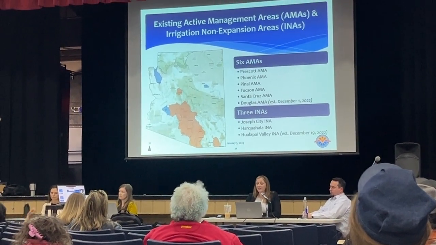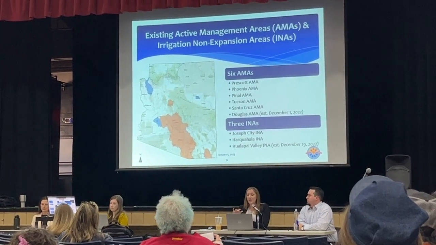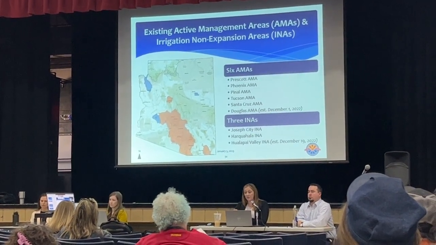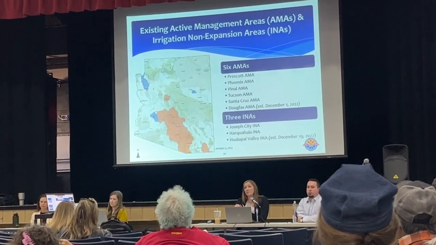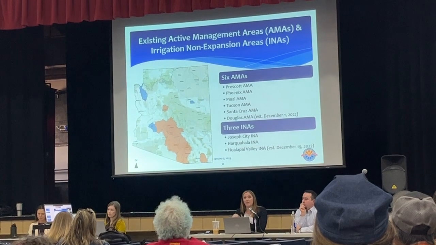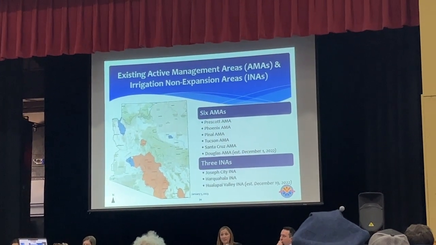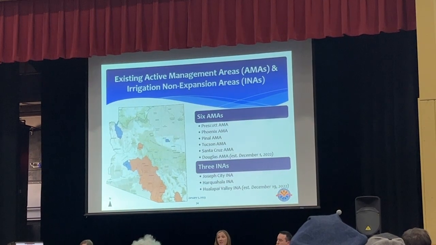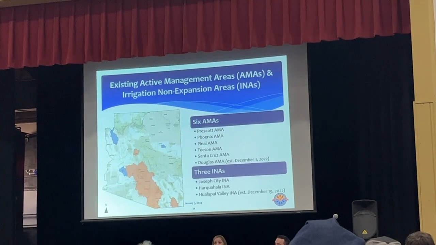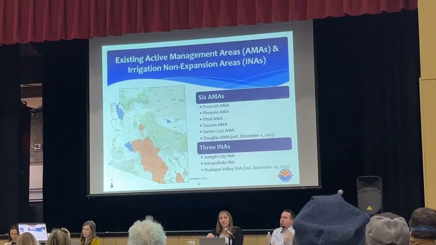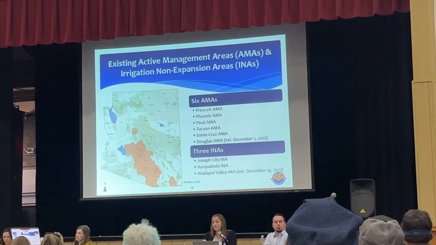So our 6 AMAs: initially our 5 AMAs were Prescott, Phoenix, Pinal, Tucson, and Santa Cruz. Santa Cruz was created in the mid-90s, but it was a part of the original Tucson AMA footprint. So prior to the Douglas AMA being established last month, the footprint of these 5 AMAs hadn't changed since 1980. So this is the first time a new AMA that wasn't originally AMA land has been created.